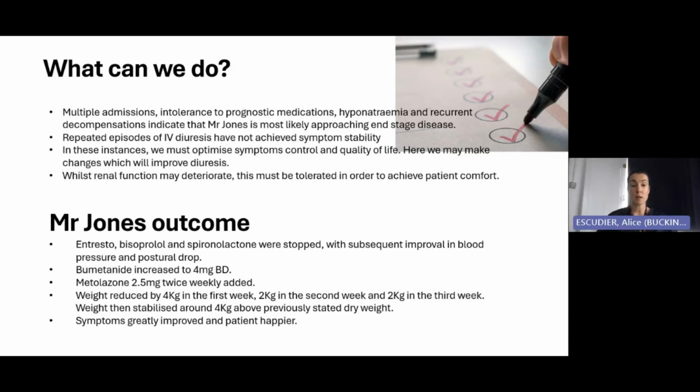So Entresto, bisoprolol and spironolactone were stopped. Subsequently, blood pressure improved and the postural drop improved. We increased diuretics, so bumetanide was increased to 4 milligrams twice a day, and we added in metolazone twice weekly. We saw an improvement in his fluid status, so weight reduced drastically in the first week by 4 kilograms, and then a further 2 kilograms in the second and third weeks were lost. So his weight stabilized at that point.